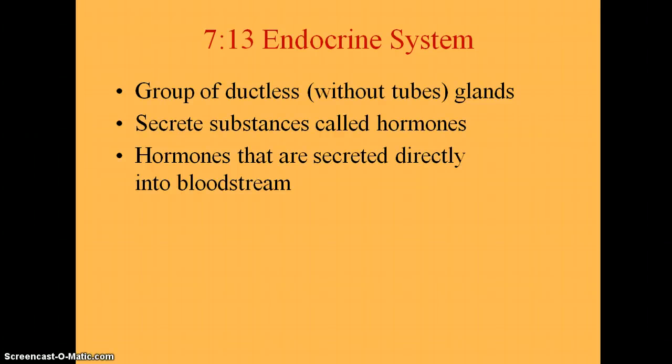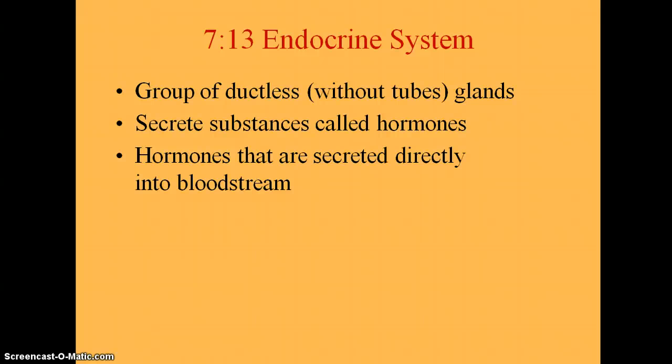If you look at your picture, Transparency 76, some of them are pictured there, but the endocrine system consists of the pituitary gland, thyroid gland, parathyroid gland, adrenal glands, pancreas, ovaries, testes, thymus, pineal body, and placenta. All of those are different glands of the endocrine system.